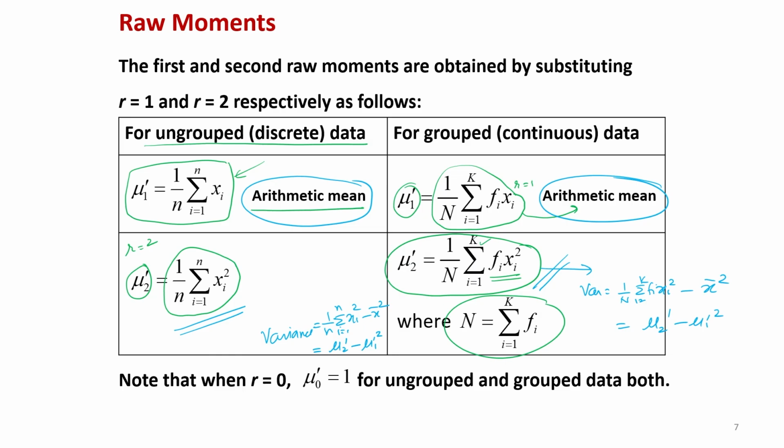Now, what happens when r is equal to 0? So, when r is equal to 0, then you can see here that mu 0 prime in both the cases is actually 1. For ungrouped data as well as group data, this is equal to 1, right.